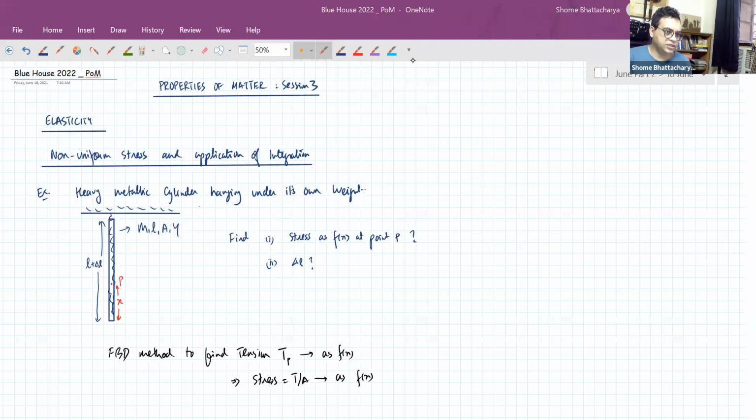Yes, Piyush, that's correct. In this we'll be using integration. But to find the tension, we don't need to use integration. Once we have found the stress, variable stress, then we'll take a variable element. We'll take a differential element. To find the strain in that element, we'll use Hooke's law. And then we will integrate over the entire rod's length to find the net strain.